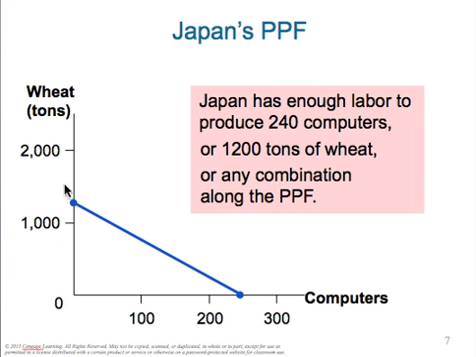Conversely, if they wanted to do all wheat, you look at the vertical intercept here. Again, they have 30,000 labor hours to give. It takes 25 labor hours to produce a ton of wheat. So you take 30,000 divided by 25, and you get 1,200 tons of wheat. So if they did all wheat, their maximum output for wheat, with 0 computers, would be 1,200 tons. Again, if you want to go back to the previous slide, pause, and do those calculations to make sure you have them straight, that would be a good idea in preparation for the test.